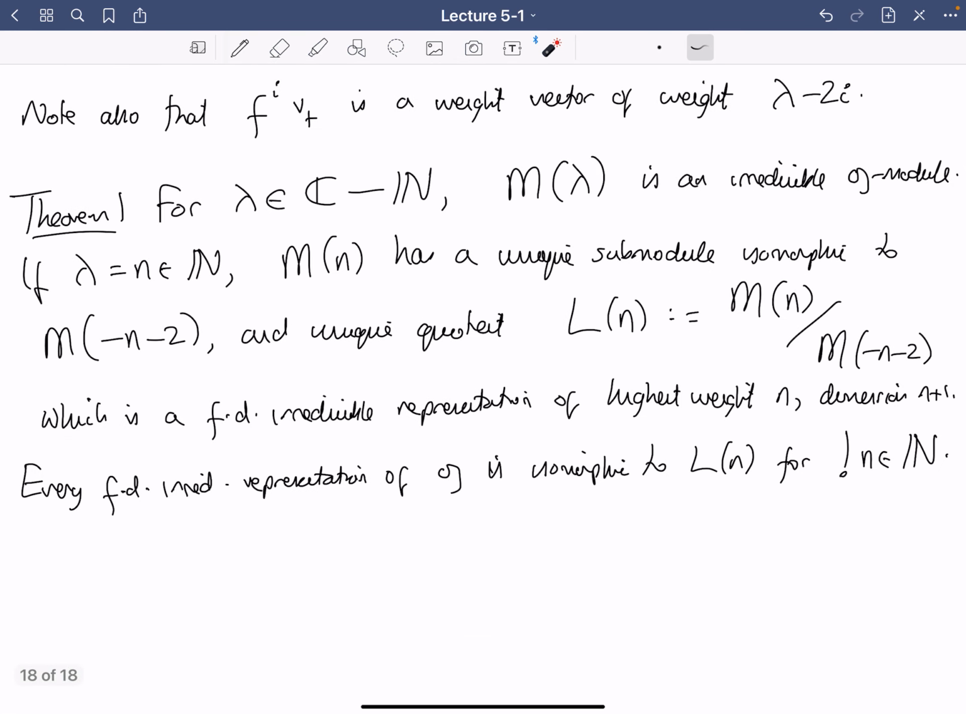So those are these Verma modules, and generically these Verma modules turn out to be irreducible. They're infinite dimensional irreducible representations. But when you get lucky, when lambda is actually a natural number, the Verma module, which is infinite dimensional, turns out to have a finite dimensional irreducible quotient L of n. And those give all of the finite dimensional irreducibles up to isomorphism. So let's see if I can prove this.